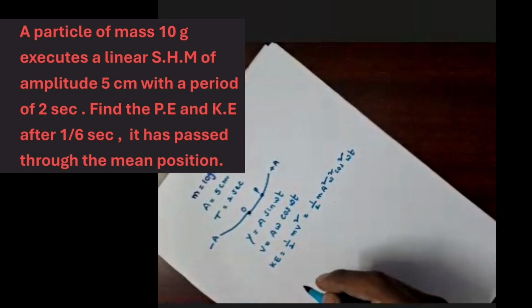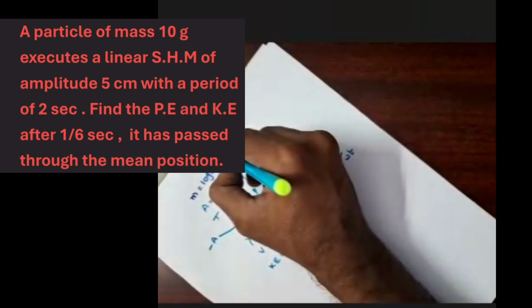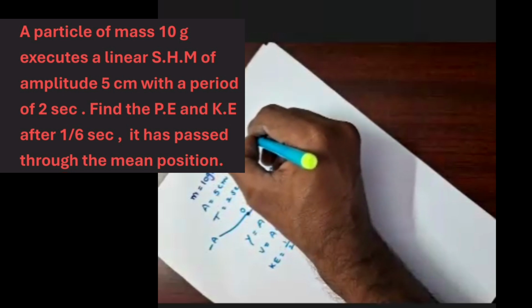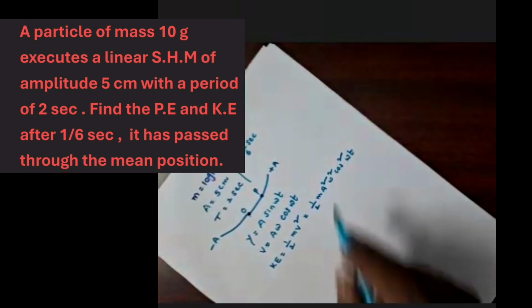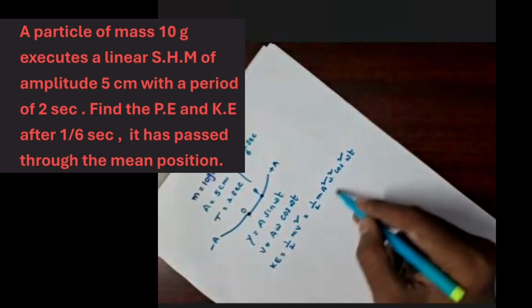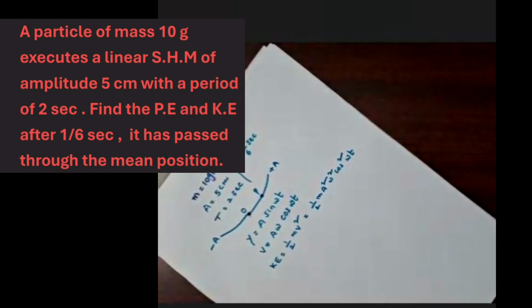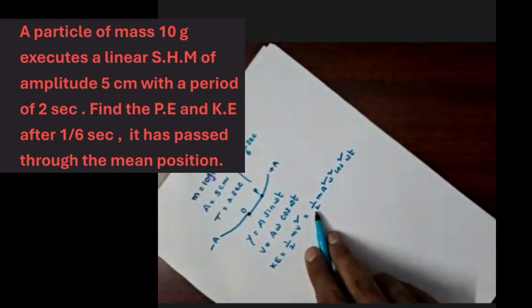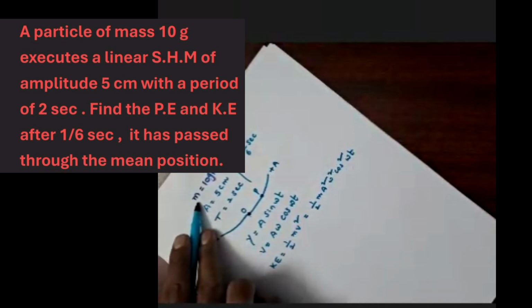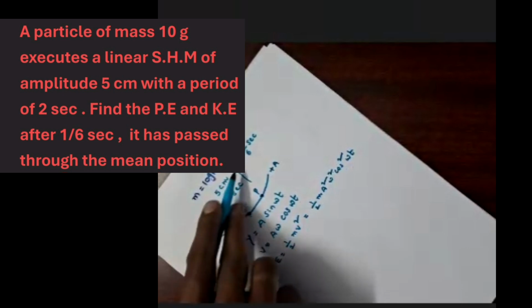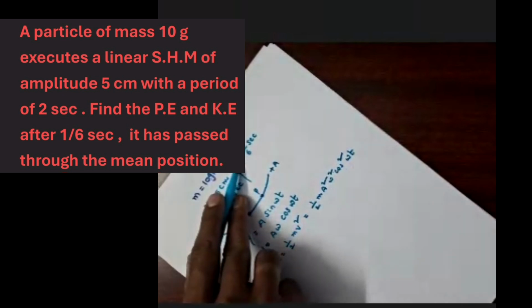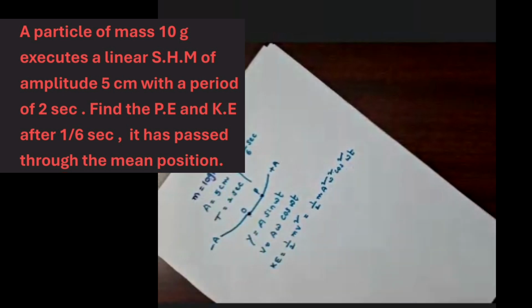In the problem it is given, after 1/6 seconds, what is the kinetic and potential energy of the particle? So t is mentioned. That's why I considered this formula. When t is mentioned, we need to take this formula. In the problem, mass we know, amplitude we know, time period we know, and the time after which we need the energies, so we can find them with this formula.